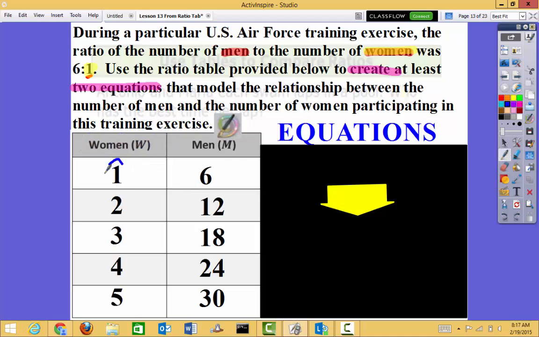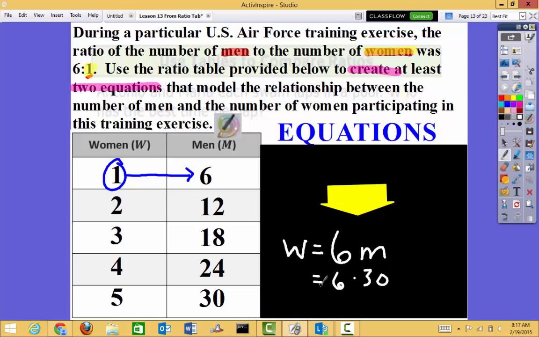So what's one way I can show how this is related to this? Well, hopefully you should see that I'm multiplying by what? By 6. So my women equal what? Equals 6 men. My women equals 6 times m. Is that true? Well, if I put 5 in, I should get 30. 6 times 30 equals what? Equals 180. Whoa, that's not right. So this is why we make sure we check our equations.